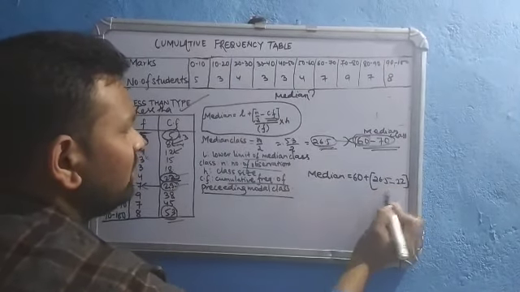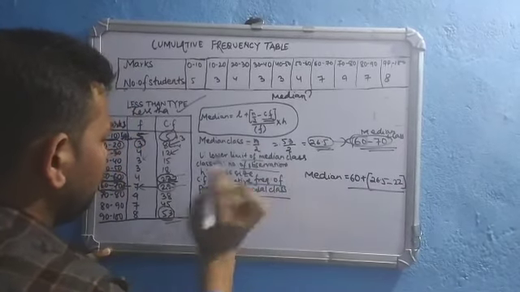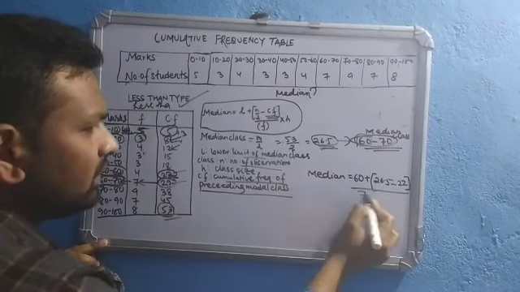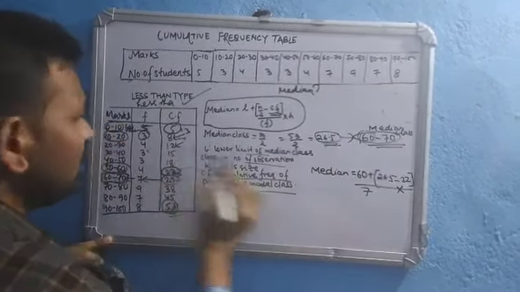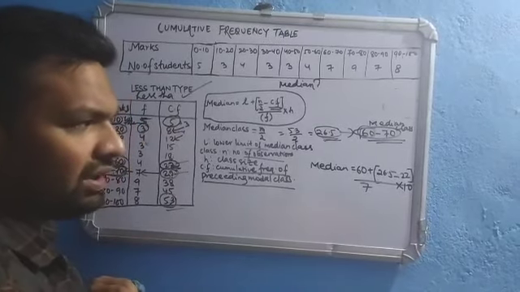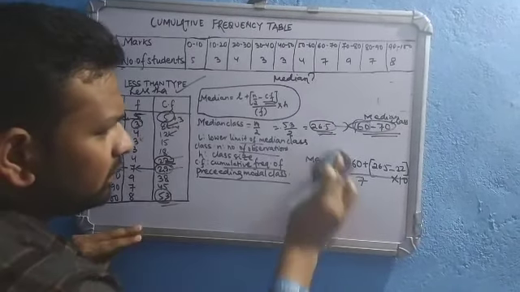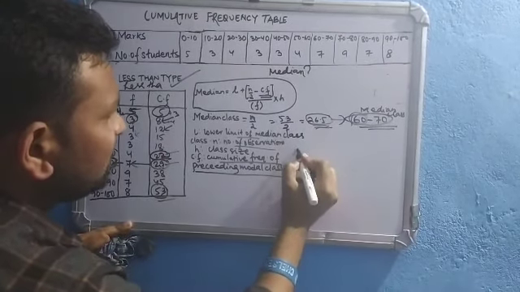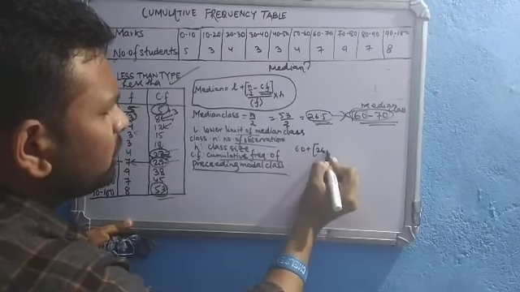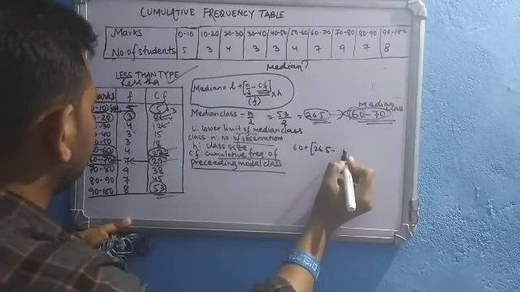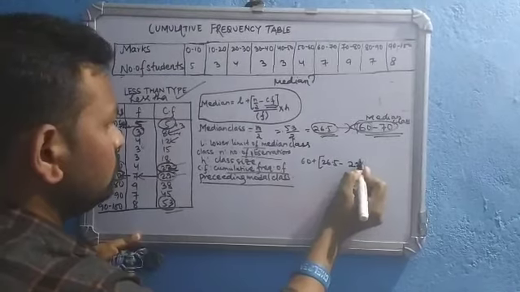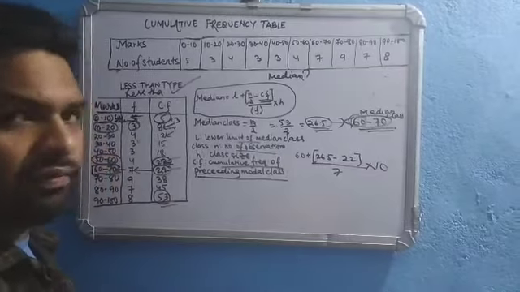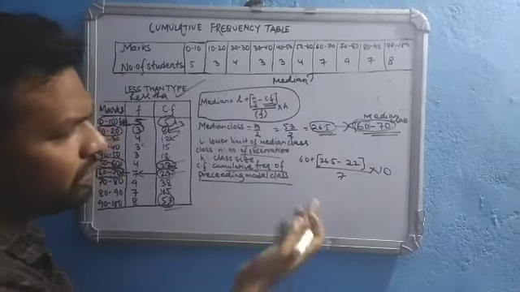Minus 22, divided by f. Now, what is f? F is the frequency. The frequency will be 7, into h, which is the class size, 10. It is obvious. Is this understood? So L is 60, plus 26.5 minus 22, divided by 7, into 10. Now this you can easily solve, and you can get your median.